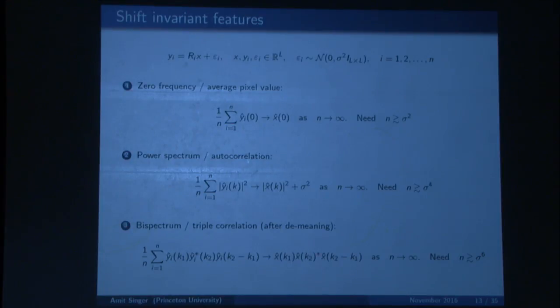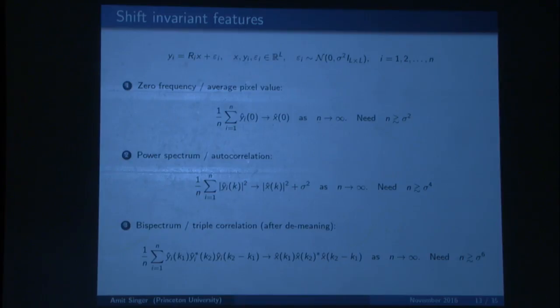Right, so the fourth order is called trispectrum, and that's it. From then on, they're just called higher order spectra. And then we need n to be greater than sigma to the 6.